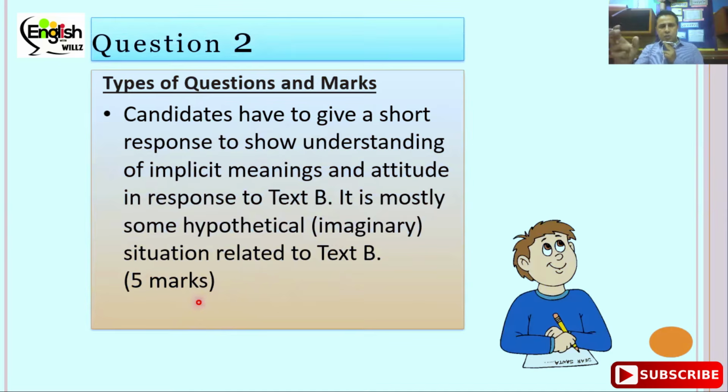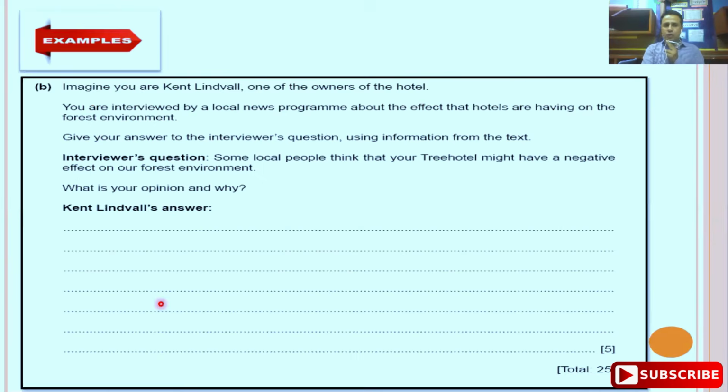Linked with passage B, or passage 2, some hypothetical situation will be given to you. Let's say the passage was about a hotel. Now you will be given a situation, like if you were the manager of a hotel and this incident happened in your hotel, what would you do or how would you react? So some unreal or imaginary situation will be given to you, and you have to give your response, and for that you will be given 5 marks. Let me show you that.